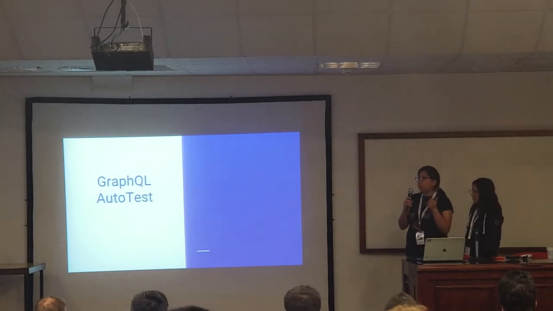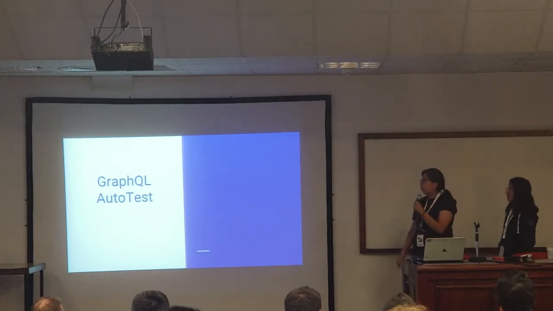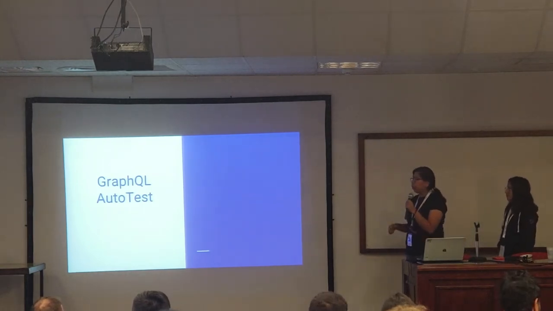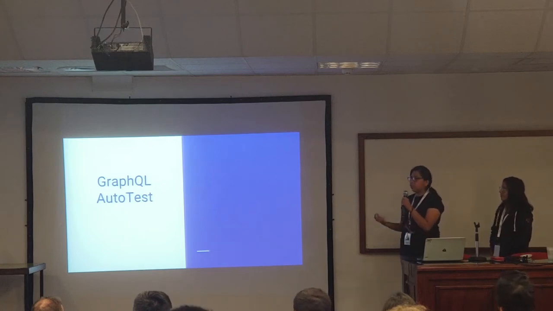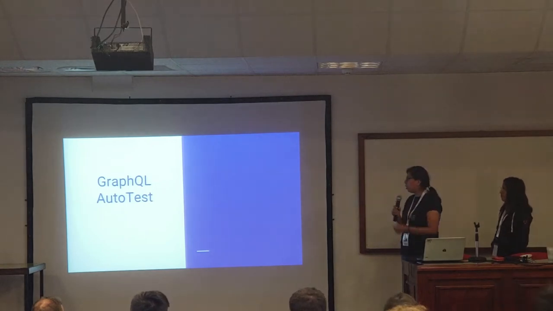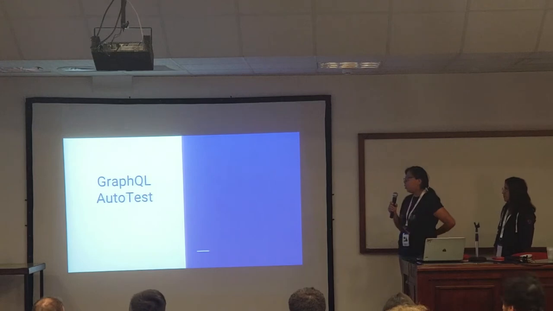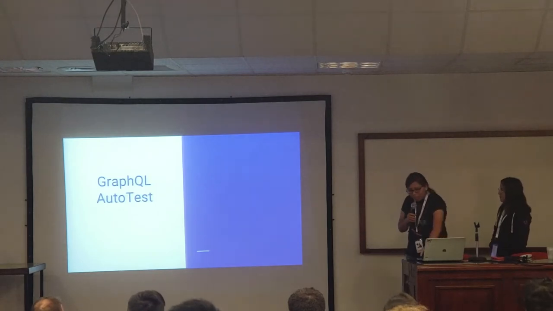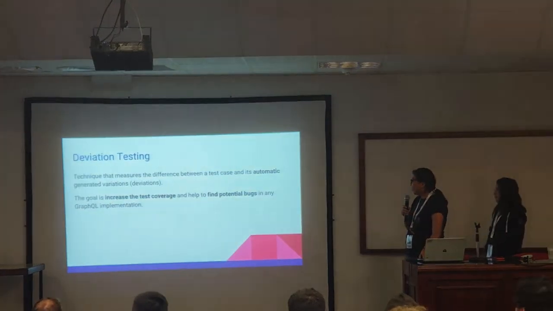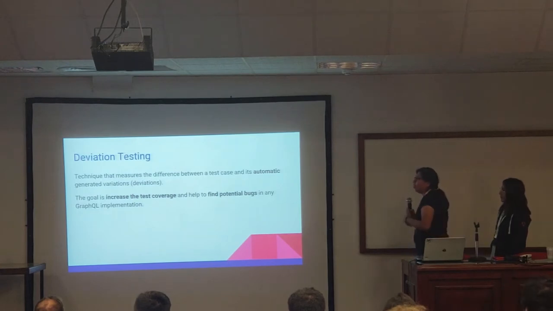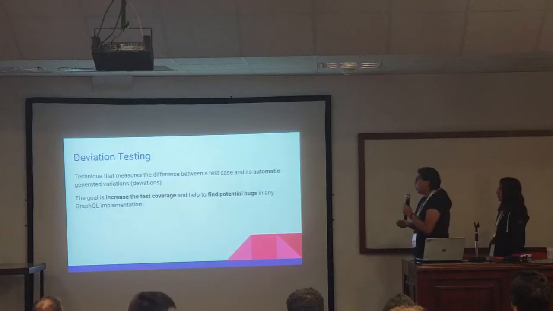So we used part of the implementation that Semantics is doing for GraphQL, and we created a tool to test an API with GraphQL, and we call it GraphQL to test because we didn't find a better name. We developed a tool and a technique so that we can test a GraphQL API and generate automatic tests using the type system that GraphQL provides.